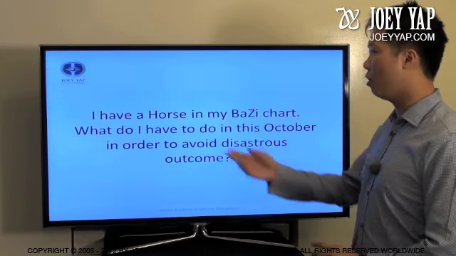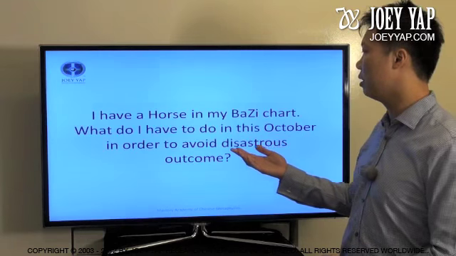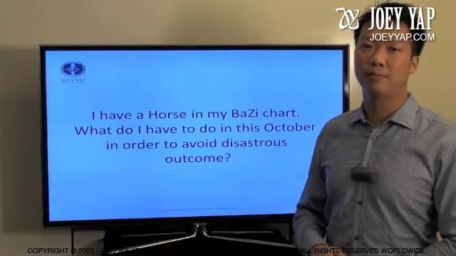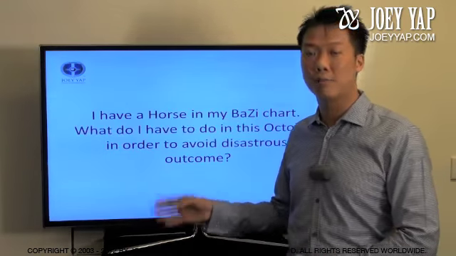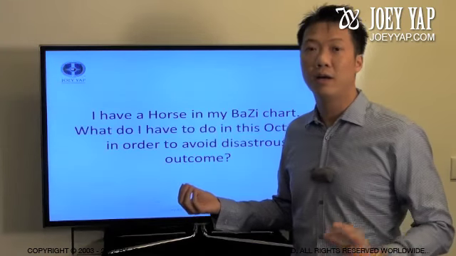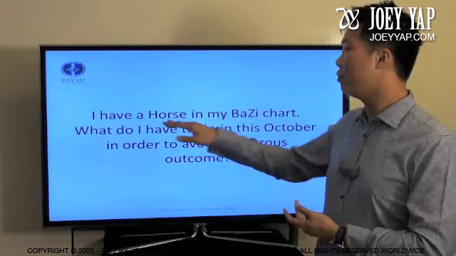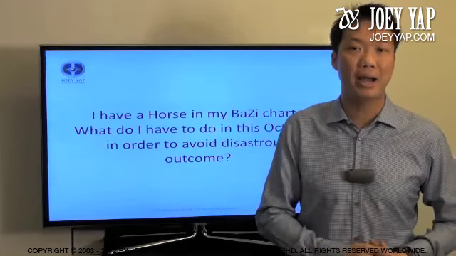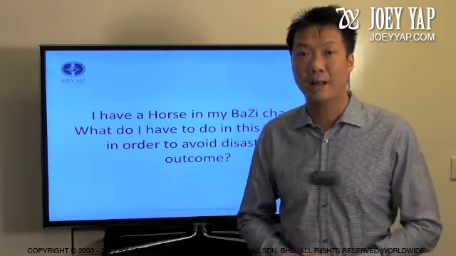Okay, I have a horse in my Bazi chart. What do I have to do this October in order to avoid a disastrous outcome? Now, let me just give you a little bit of a heads up here. That's because October, everyone is afraid of the double fives coming in. And second thing, October is the month of the dog in 2012, and the dog clashes with the year's dragon, so everyone is afraid. Now, if you have a horse in the chart, the horse has a potential to also combine with the dog. We don't like a chart to combine and clash at the same time, okay?